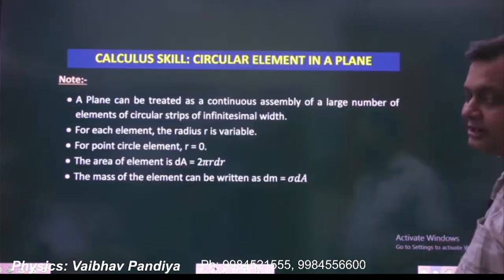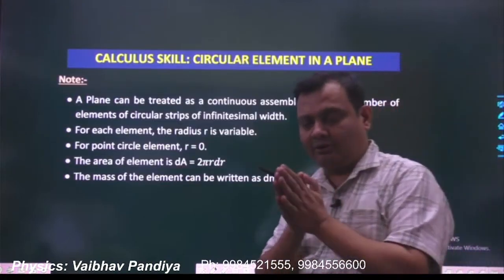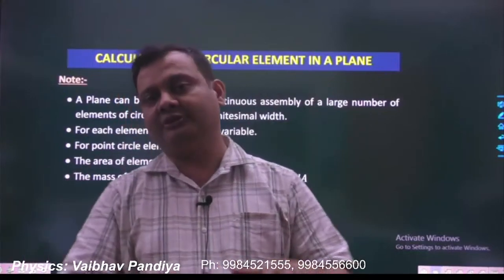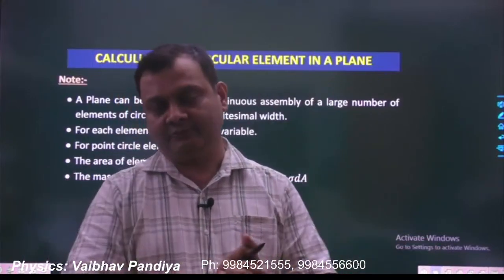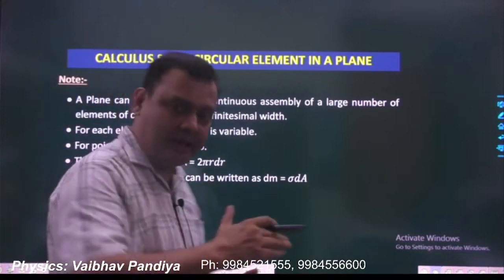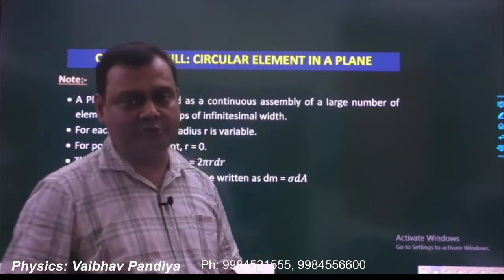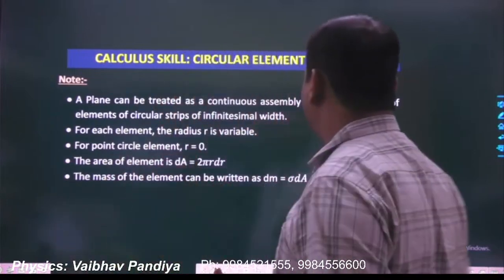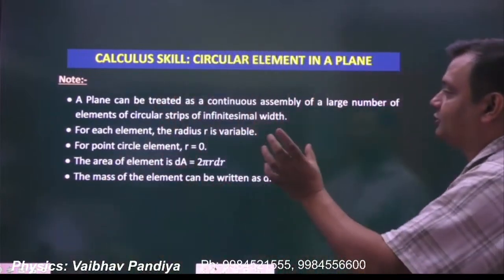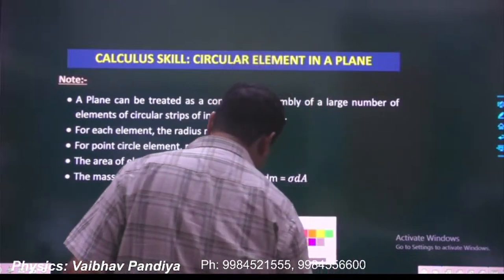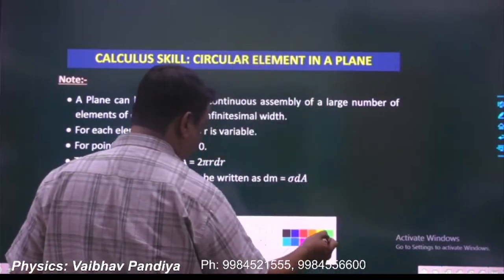Now we are coming to a very important calculus skill. Till now, you have seen the cases of uniform objects where the surface mass density is constant. Now we are going for a skill of calculus which will be applicable in many of the topics of the two-year course. A plane can be treated as a continuous assembly of a large number of elements of circular strips of infinitesimal width. First key point: if you have any plane, meaning a flat surface.